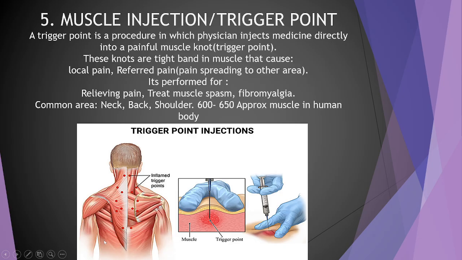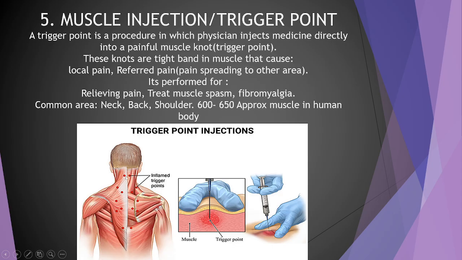In the human body, there are approximately 600 to 650 major muscles. Where the muscle knot or trigger point or painful muscle is, the physician will inject the medicine directly into that knot. These knots are very tight bands in the muscle that cause local pain. It is performed for relieving pain, treating muscle spasm or fibromyalgia, and the common areas are the neck, back, shoulder. Here the muscle trigger points are given.